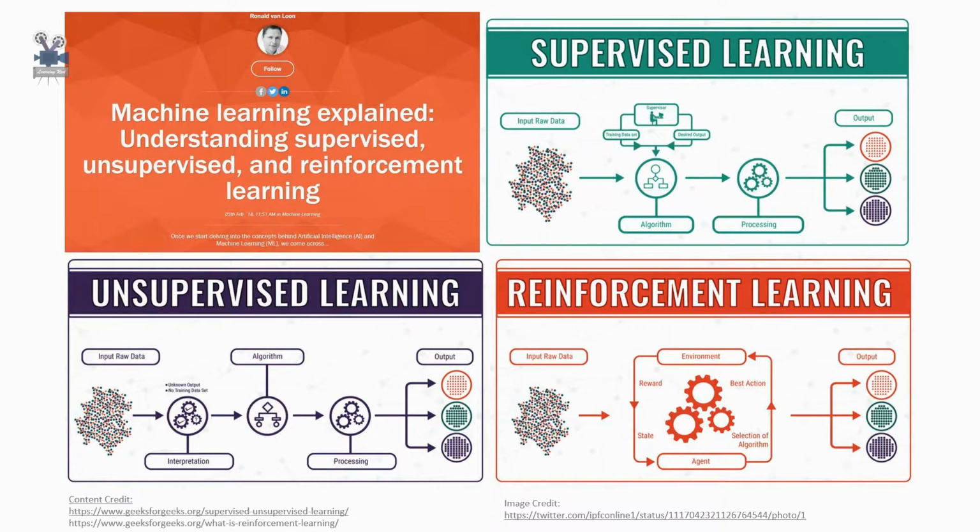Now, talking about types of reinforcement, there are two types, in fact. First is positive. Positive reinforcement is defined as when an event occurs due to a particular behavior, it increases the strength and the frequency of that behavior. In other words, it has a positive effect on the behavior. Advantages of reinforcement learning are maximizing the performance and sustained change for a long period of time. Disadvantages of reinforcement learning: too much reinforcement can lead to an overload of states, which can diminish the results.